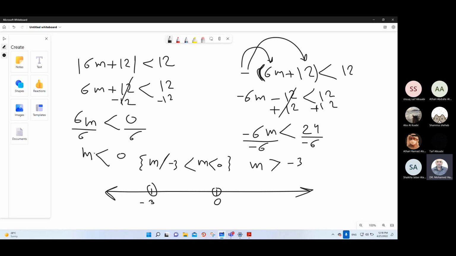And here m less than 0 means the direction to the negative side. And here m greater than -3 means the direction to the positive side. Who has any question about this idea? Is it clear for all? Okay.